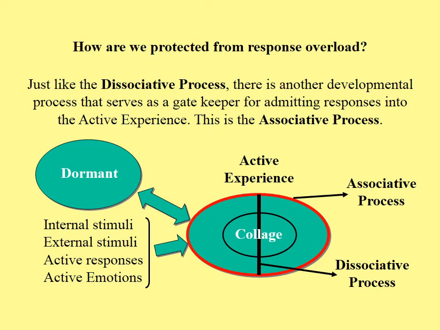How are we protected from response overload? Just like the dissociative process, there is another developmental process that serves as a gatekeeper for admitting responses into the active experience. This is the associative process. The red line around the active experience represents this. Normally, when we see a pencil, we don't think of a hot dog or a nail, although they have similar stimuli. The associative process prevents it.